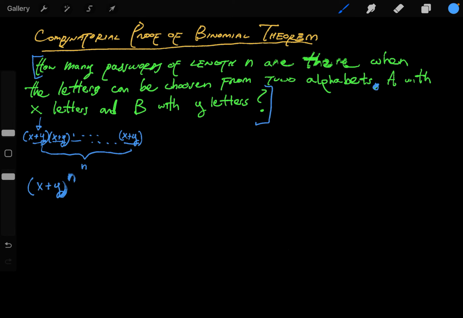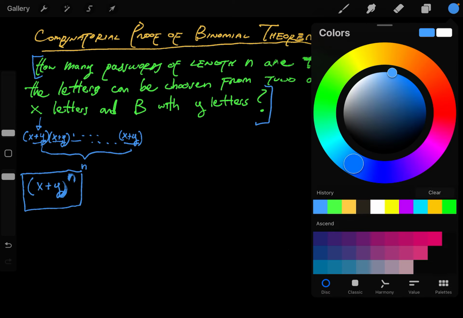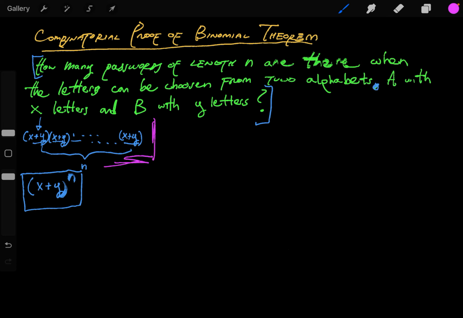Again, any of the letters could be from either of the two alphabets. So how many choices do I have for each slot? I have X plus Y choices for each slot, and there's n slots. Therefore, I have this on the left-hand side. That's one way we count this, just sitting here and saying, okay, it's X plus Y to the n.